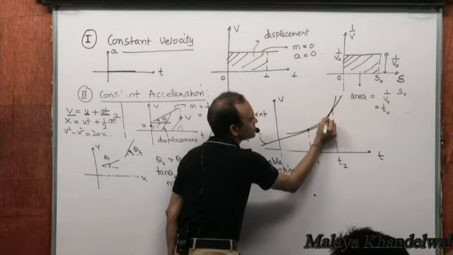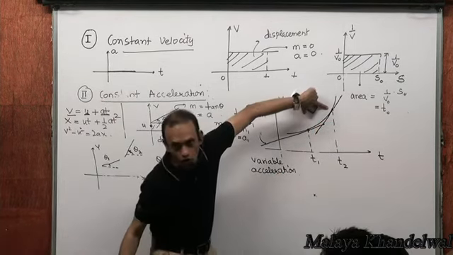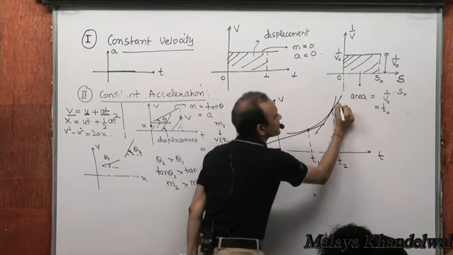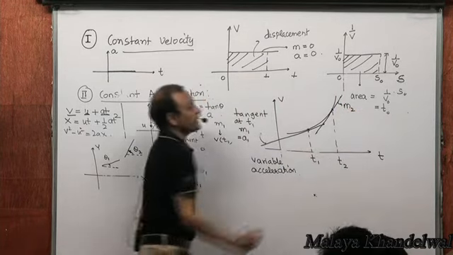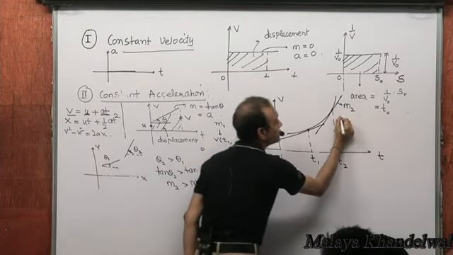I draw the tangent at t equal to t2. This is the tangent at t equal to t2, and this tangent has slope m2. And what would this m2 give me? Acceleration at t2. This m2 will give me acceleration at t2.